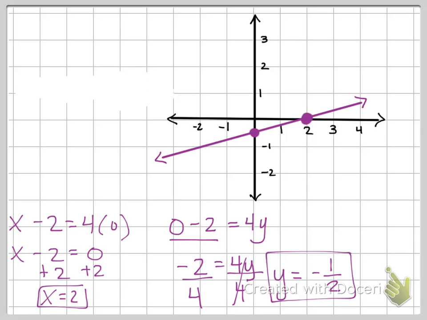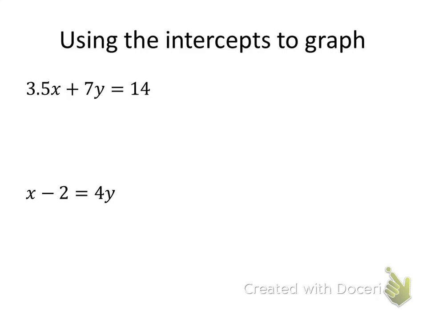All right. Now what I want you to do is do the next problem on your own. So the one that we skipped, this first problem right here, I want you to do it on your own. I want you to find the x and the y intercepts, and then we are going to graph it.